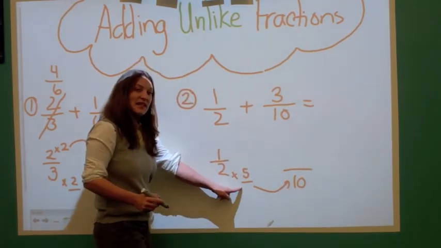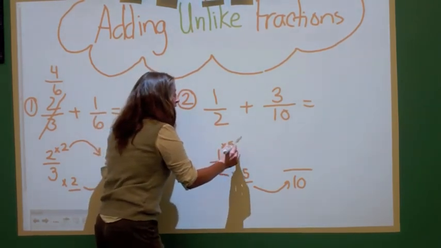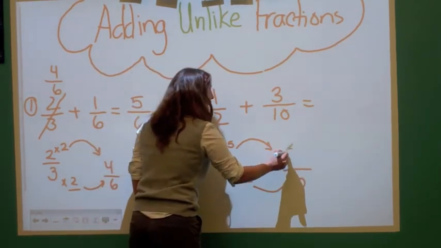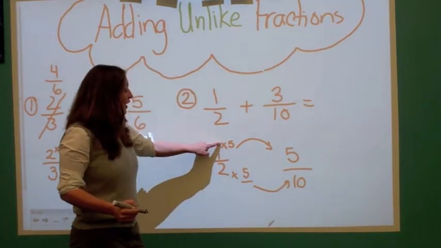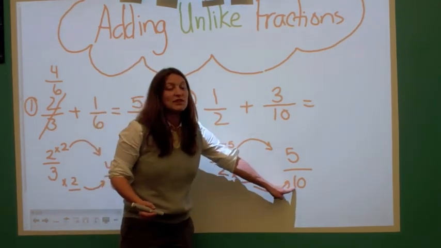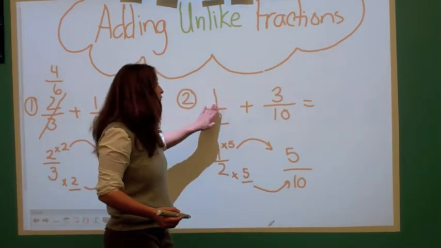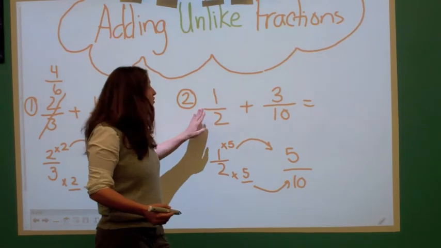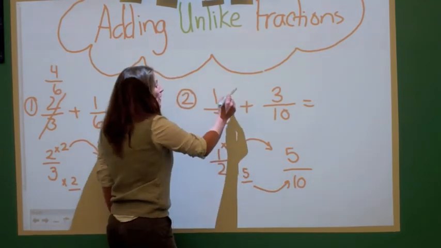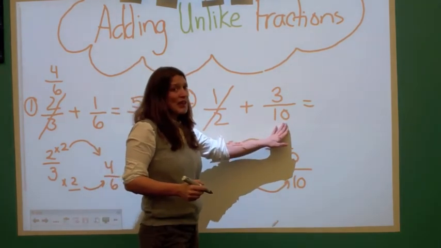Since I multiplied my denominator by 5, I have to multiply my numerator by 5. And the answer in my equivalent fraction is going to be 5 in the numerator, because 1 times 5 equals 5, and 2 times 5 equals 10. So now 5/10 is my equivalent fraction to 1/2. So 1/2 and 5/10 are equal. They're equivalent fractions. So I'm going to cross out 1/2 because that's an unlike fraction when we're looking at 3/10.